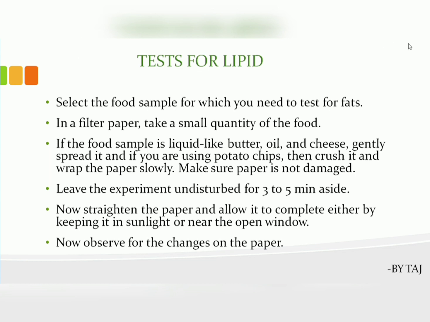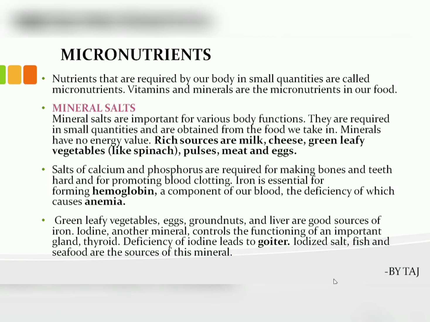So we have discussed all the macronutrients and their tests. Coming to the micronutrients, nutrients that are required by our body in small quantities, these kinds of nutrients we call micronutrients. So vitamins, mineral salts, water and roughages come under the micronutrient category. In that, first we are going to study the detailed information about the mineral salts.